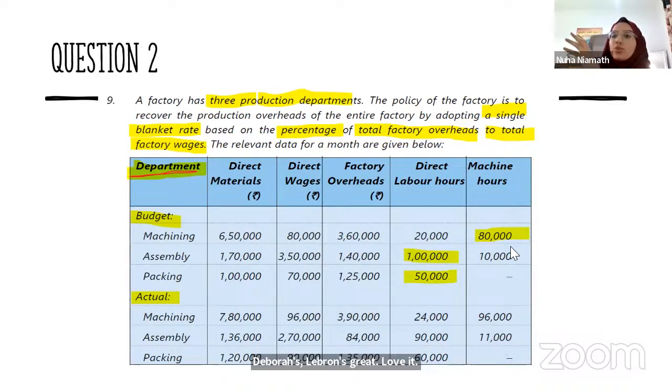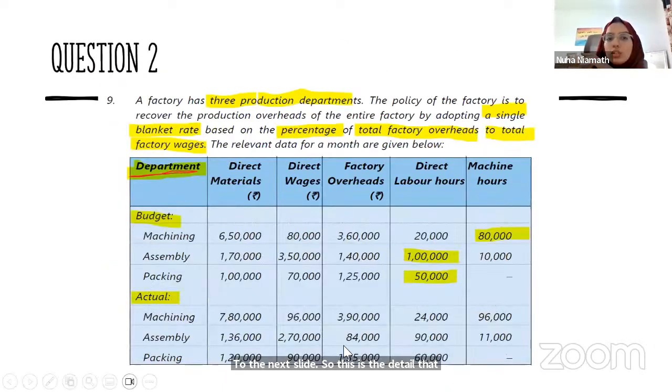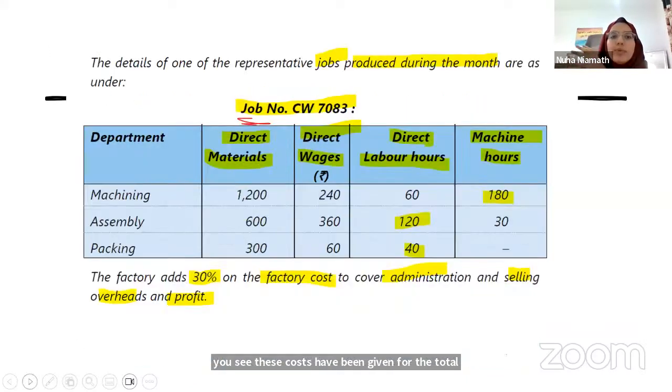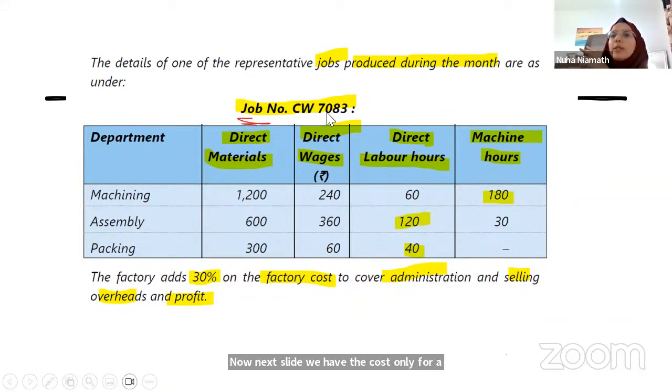Okay, great. So everybody has understood the concept of the more relevant allocation basis, right? So let's proceed to the next slide. So this is the detail that is, so if you see, these costs have been given for the total department. Now, next slide, we have the cost only for a particular job. So there are multiple jobs that each department is working on, right?